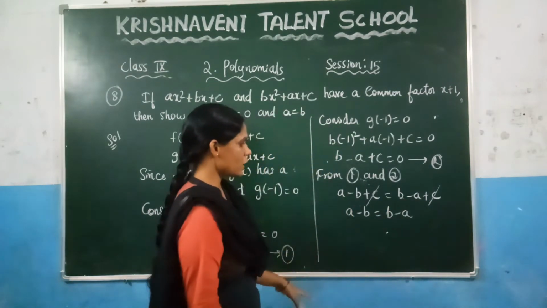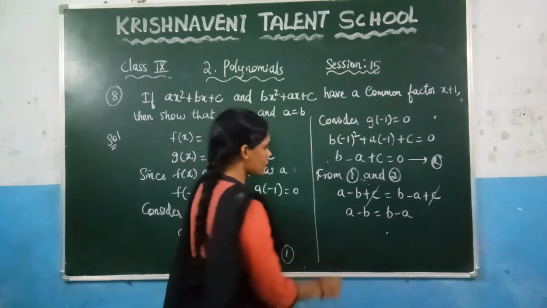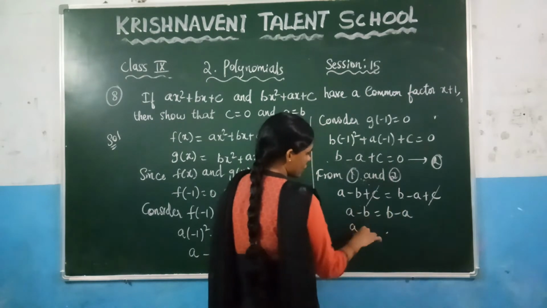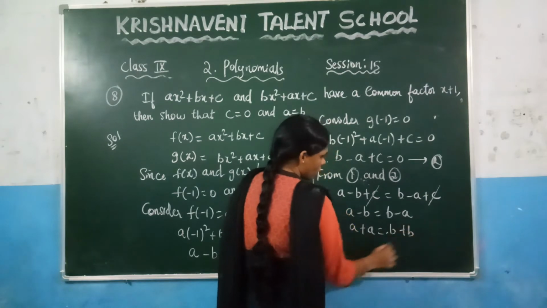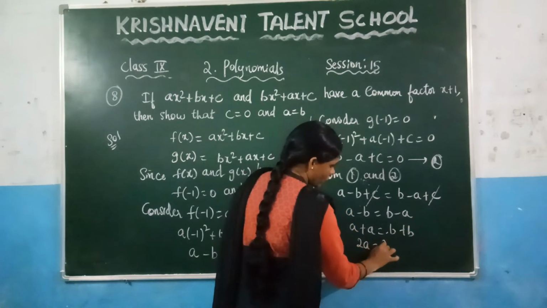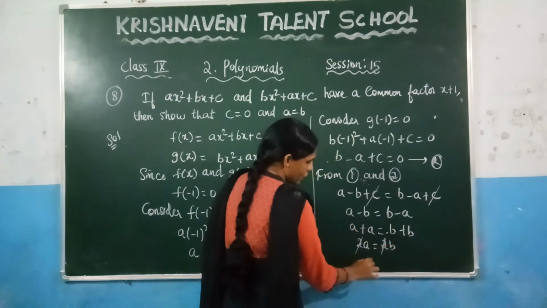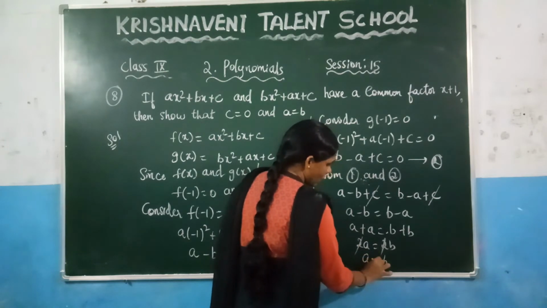Now take all the b terms to one side and all the a terms to one side. So here, if you take minus a to this side, it will become plus a. If you take minus b, it will become plus b. So you get here 2a is equal to 2b. Got it, here a is equal to b.